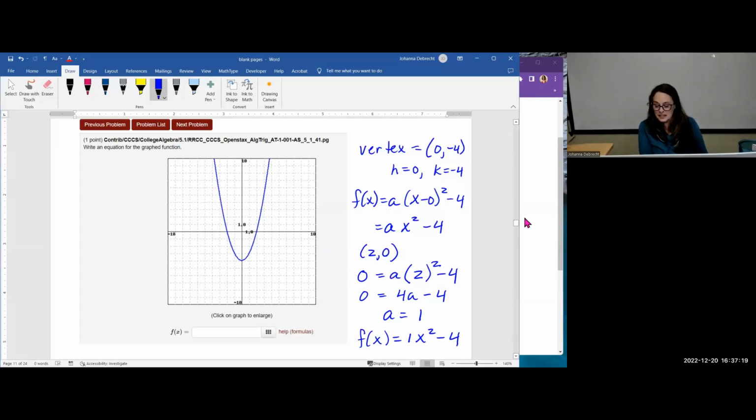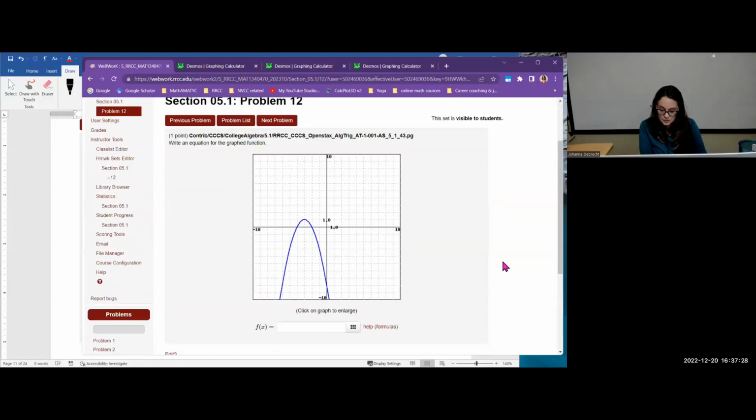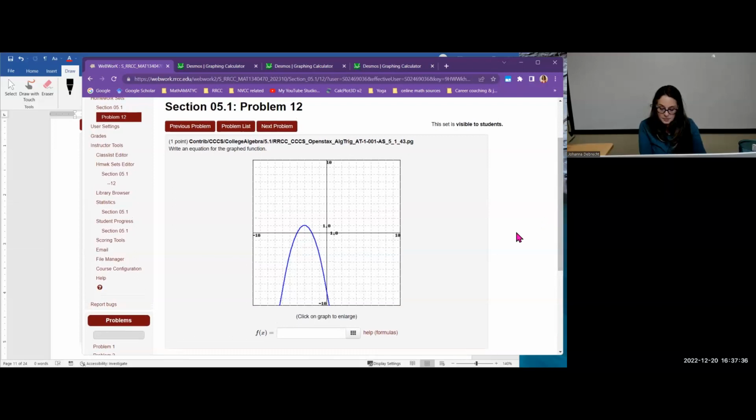So let's take a look at the next problem, which is probably relatively similar. So here is our next problem. If I can get it to go, it's kind of going slow. So we see this one is a downward opening parabola. So let's copy this off a little bit, and then we'll work on this problem. So you may want to go ahead and work on it.